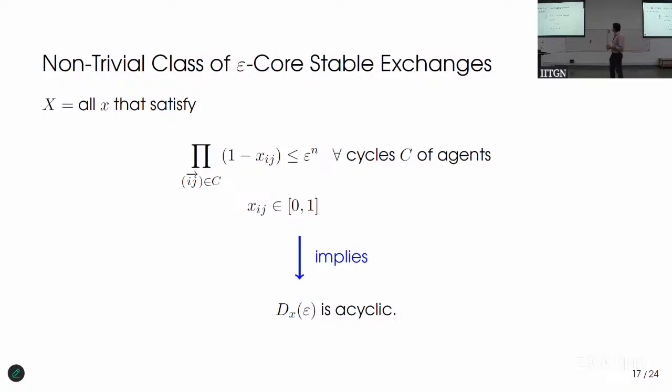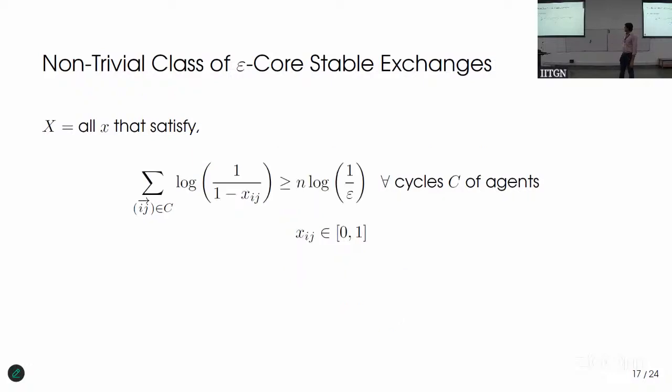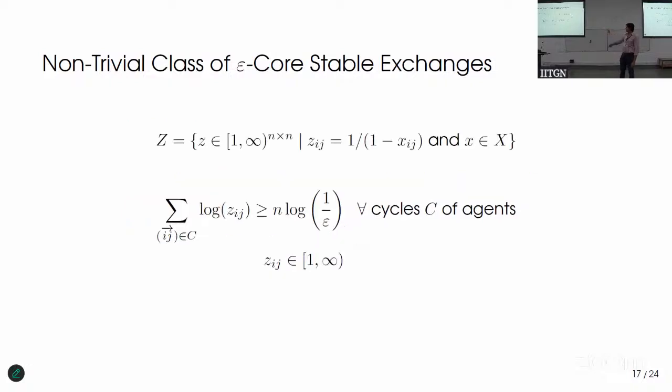I mean, this set still may not be convex. It has a very nice property that we will see. So what is that? Let's say that I just take the log and flip the inequality. This is what I get, and I perform a substitution. So I substitute every 1 over 1 minus Xij by Zij. Okay, and as Xij varies from 0 to 1, Zij is going to vary from 1 to infinity.